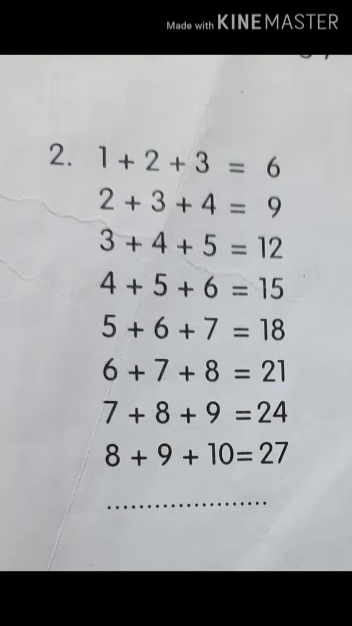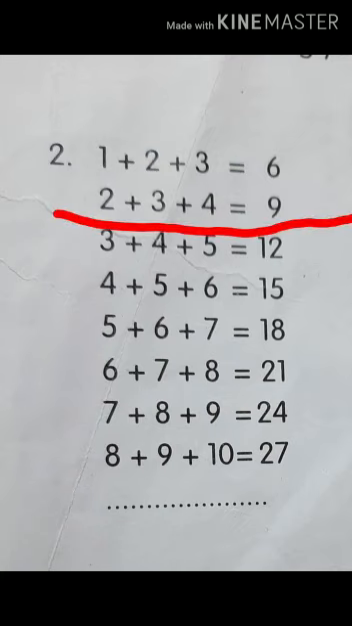Look at another example. Here is written 1 plus 2 plus 3 equal to 6. 2 plus 3 plus 4 equal to 9. 3 plus 4 plus 5 equal to 12. If you do the sum of these three numbers, it will take time. It is a long method, but if you look at the middle number and multiply that number by 3, you will get the answer quickly. Now look at the second row.